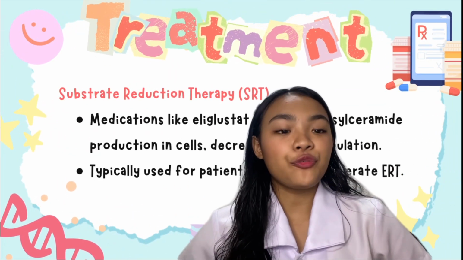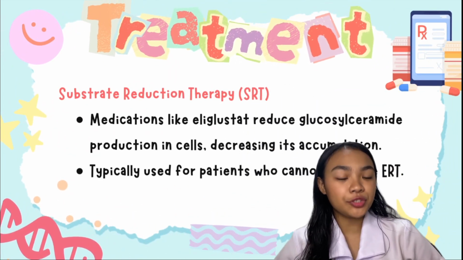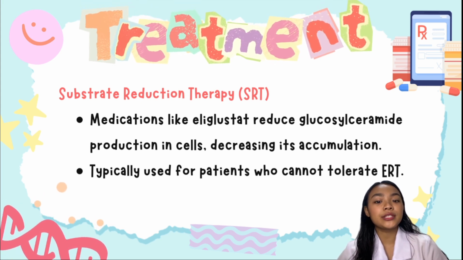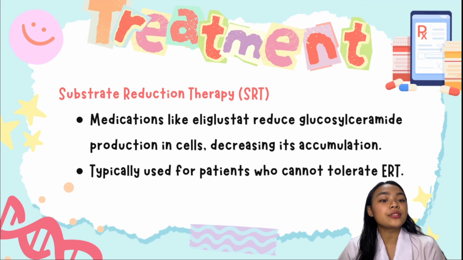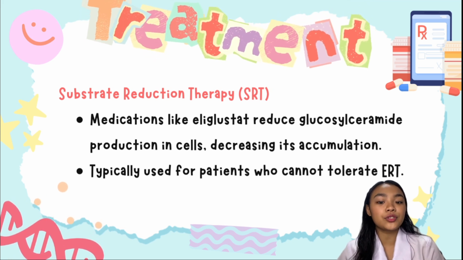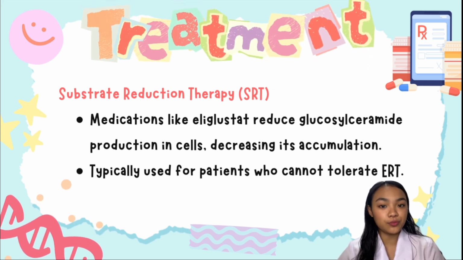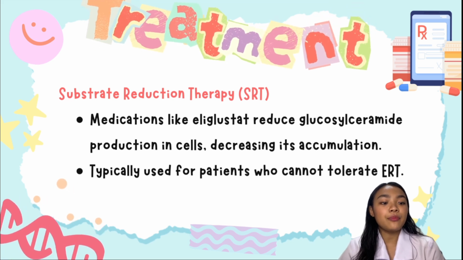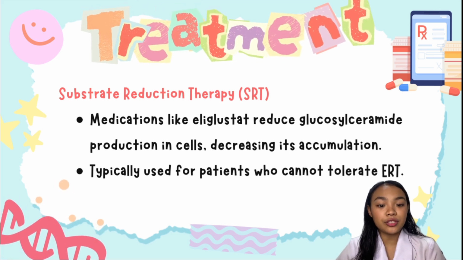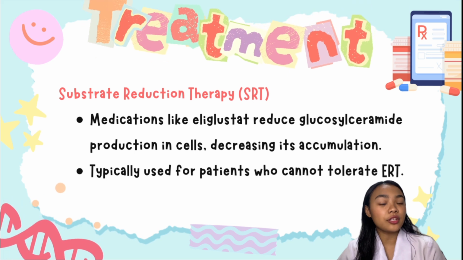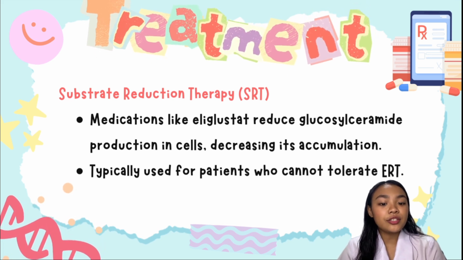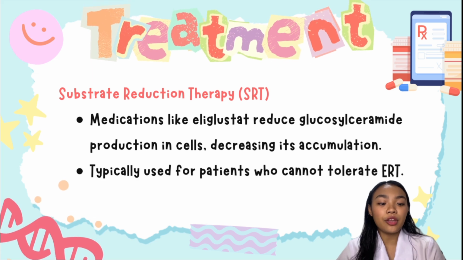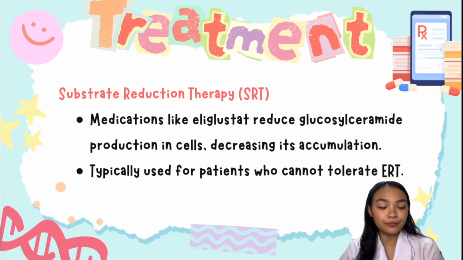Another treatment option for Gaucher's disease is called substrate reduction therapy, or SRT. This treatment works a little differently. It uses medication like eliglustat to slow down how much of a certain fatty substance, called glucosylceramide, is made in the body by reducing its production. It helps prevent the buildup that causes problems. SRT is usually recommended for people who can't tolerate enzyme replacement therapy, or ERT.